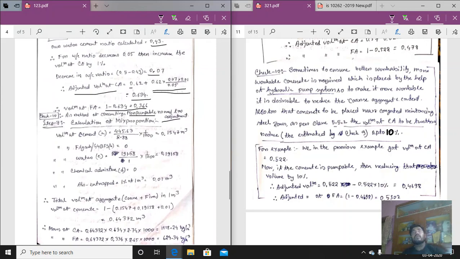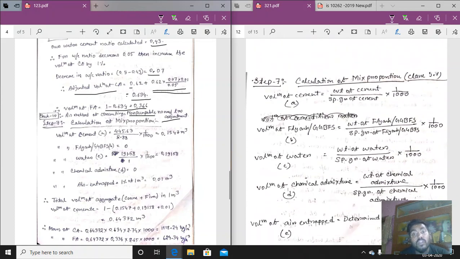So throughout our study we have got the volume of the coarse aggregate and fine aggregate, the weight of the water, the weight of the cement, the water cement ratio, and also the volume of the air content. Now we have to calculate that. Now coming to step number 7, the calculation of the mix proportion.